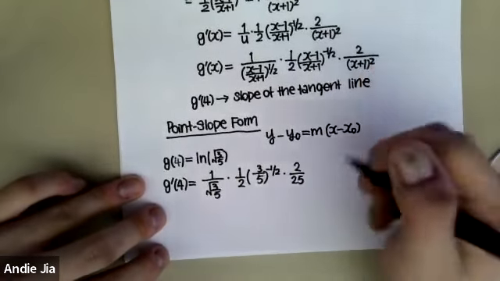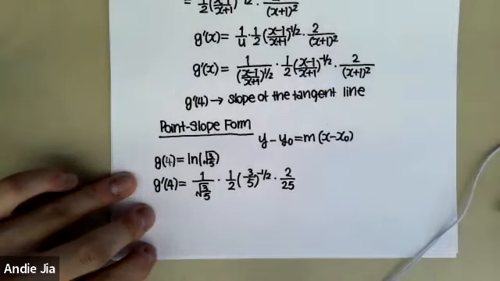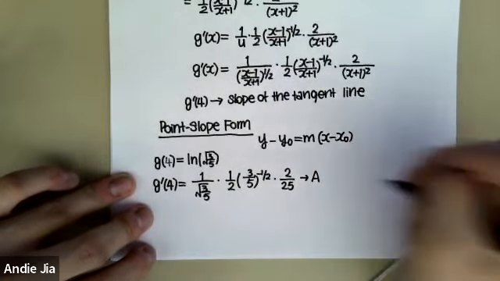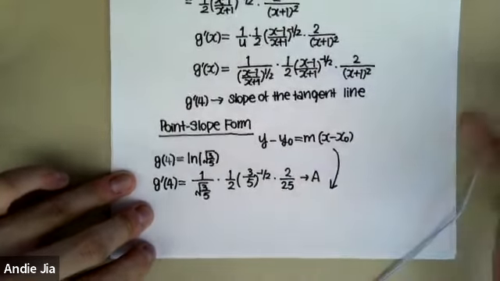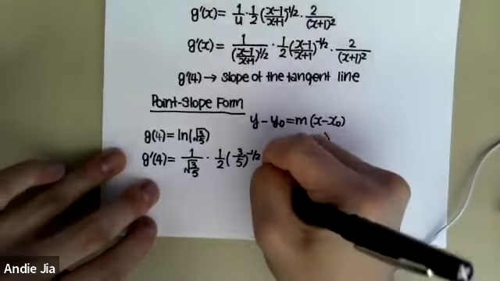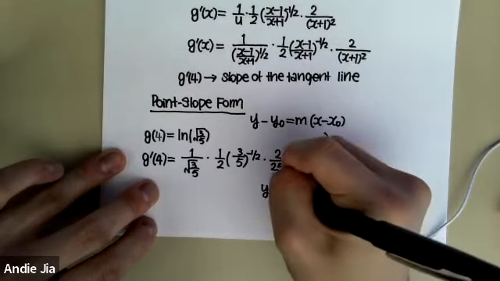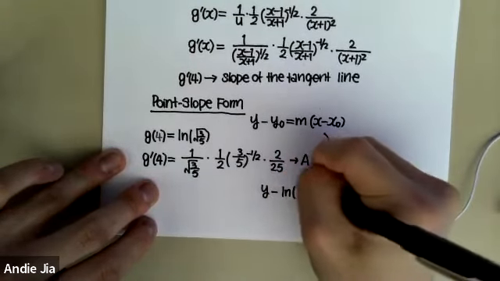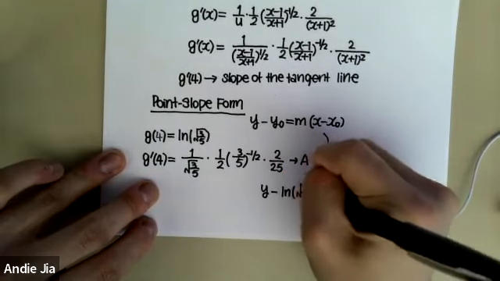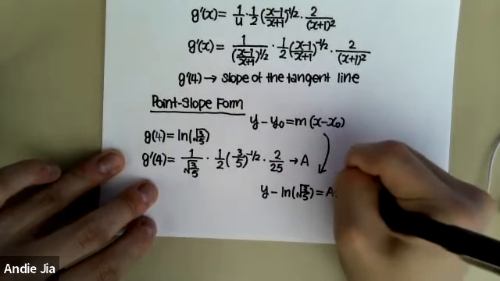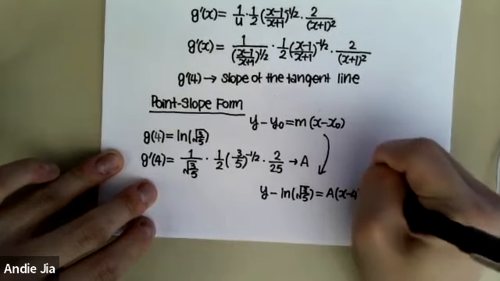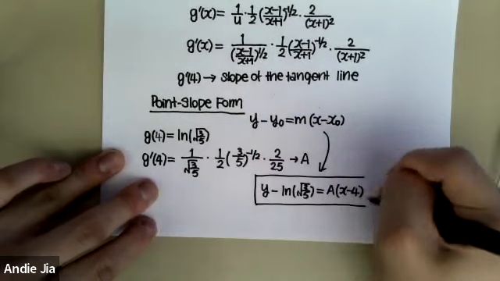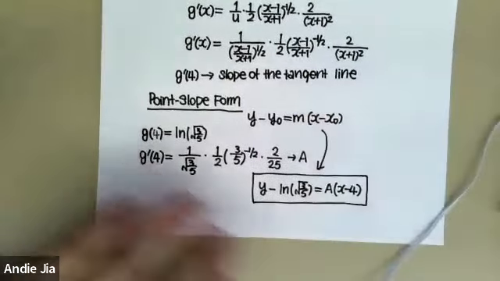And then we just call them, because I actually just go over more questions, so I would just write them as a, that's going to be a constant. So we just go back to the equation of the tangent line. So it's going to be y minus natural log of radical 3 over 5 equal to a times x minus 4. This is the slope of a tangent line and the equation of the tangent line.